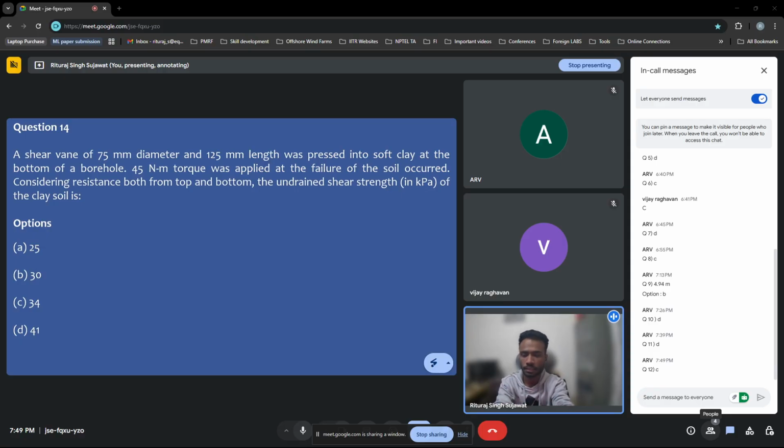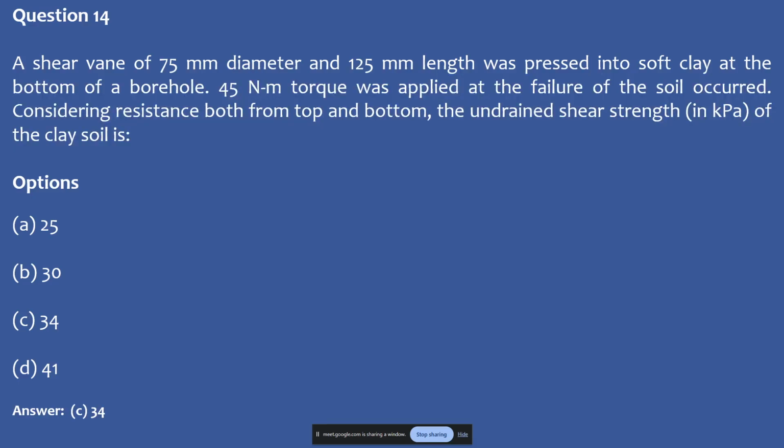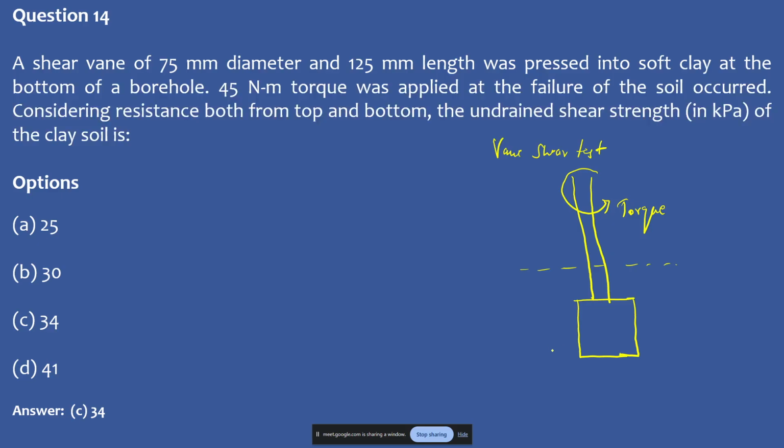Yeah, so let's check the answer. The answer is C. So your undrained shear strength value is 34. Usually in a vane shear test, you have a certain prop, and this prop further has a blade mechanism. When you rotate this prop with a certain torque, the blade embedded in the soil will offer some resistance.